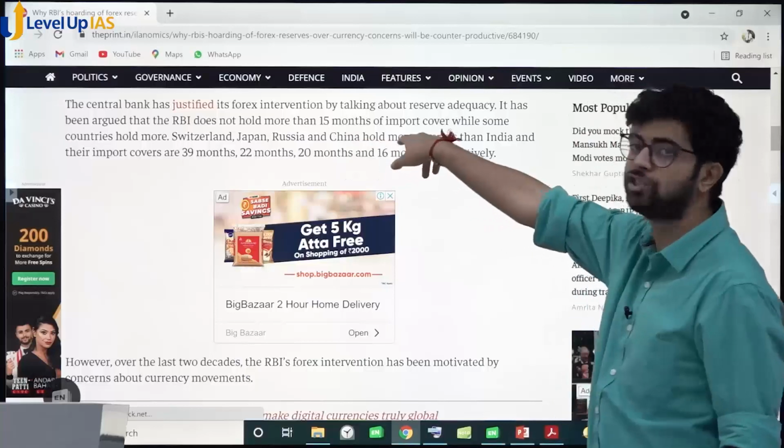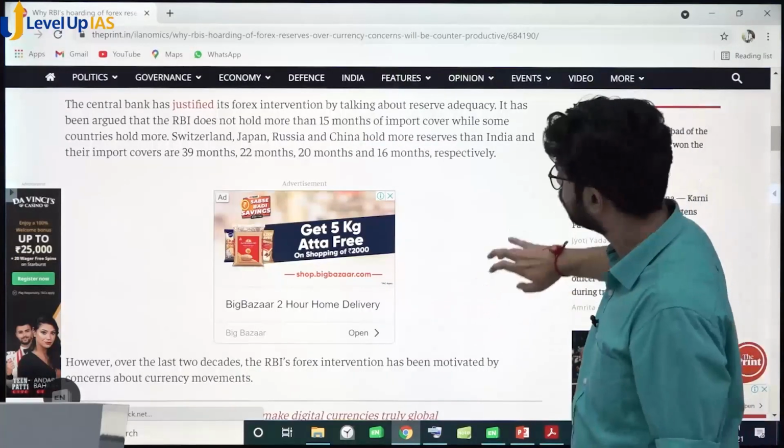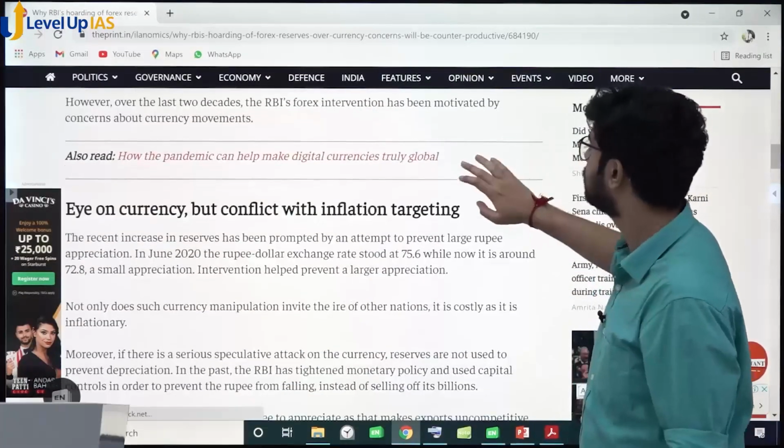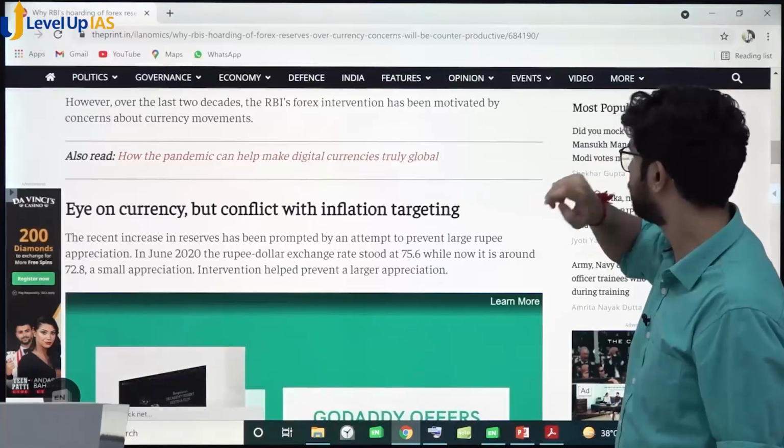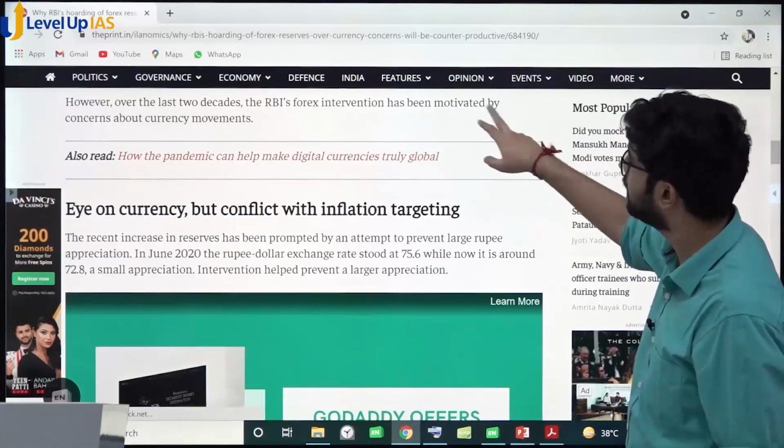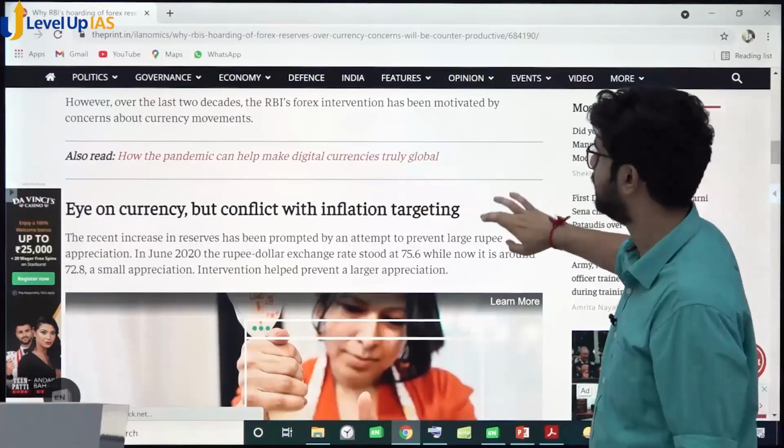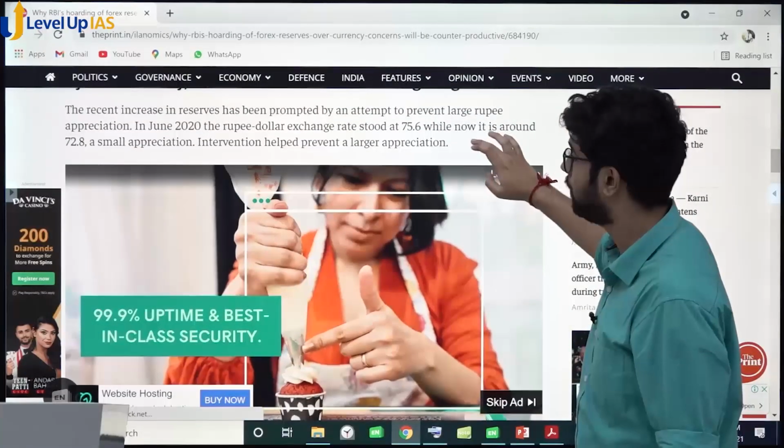We hold 15 months of import cover, right? So far so good. However, over the last 2 decades, RBI's forex intervention has been motivated by concerns about currency movements, right?